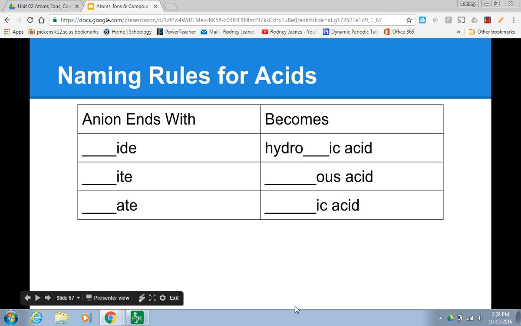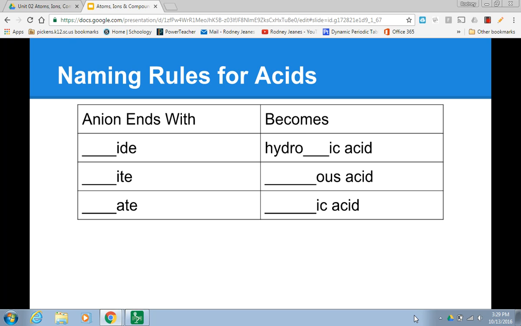This little table that you want to jot down in your notebook here summarizes the naming system that we use for acids. So go ahead and pause the video at this point and jot down this table in your notebook. Okay, so after pausing the video and jotting this down, what you do is you look at the anion. Remember, it's going to start with a hydrogen, and it's going to have an anion part to it. If the anion ends in IDE, then we add a prefix hydro, and then we have the stem, and then we have ic as a suffix on the end. And then we just simply add the word acid.